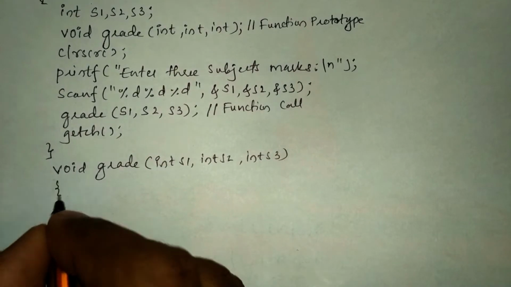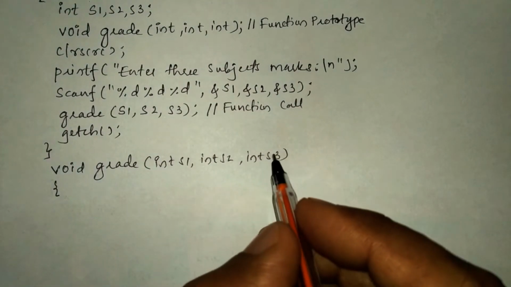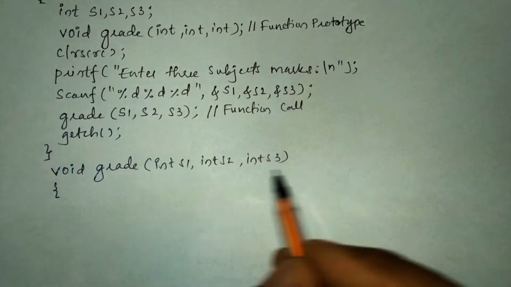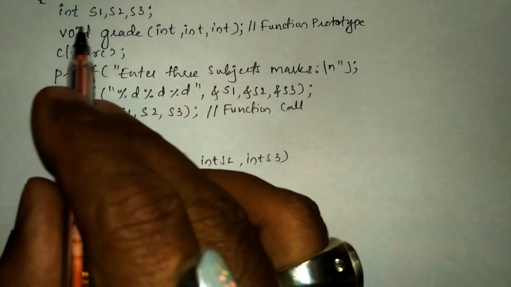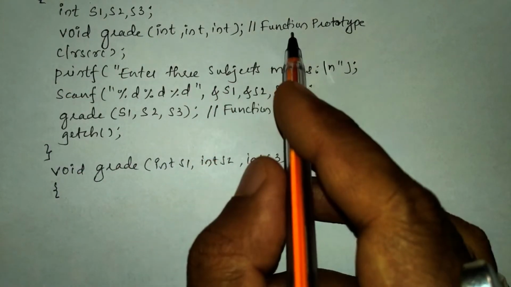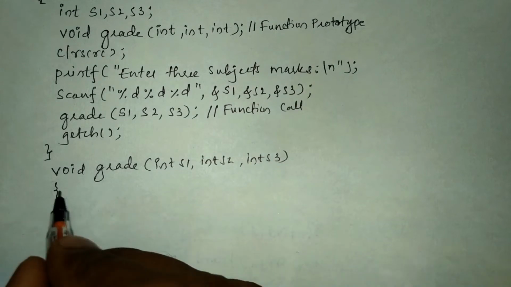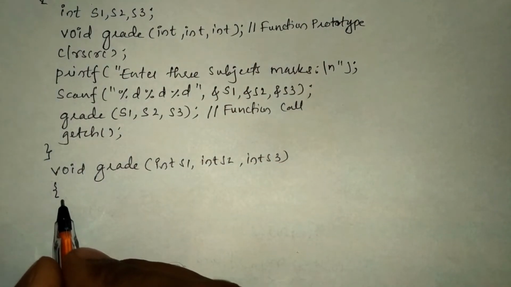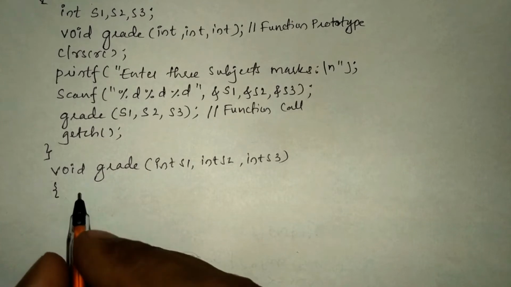Next curly open brace. Here one important point to be noted is whenever we define a function, it should not be terminated by a semicolon, and whenever we declare a function, it should be terminated by a semicolon, and it is called function prototype, and this is function definition. So curly open brace indicates this is the beginning of body of a function definition.